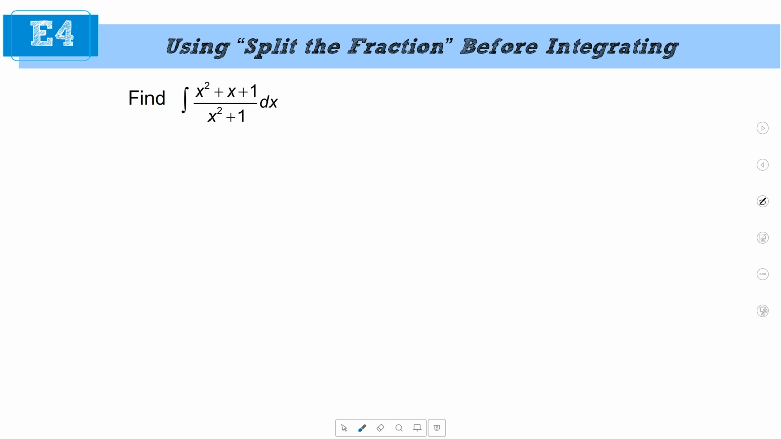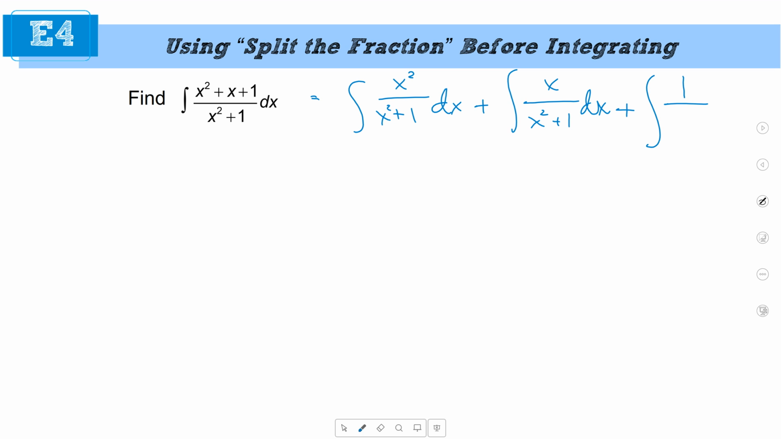Eric's onto something. But before I show you what Eric planned, let me show you what happens when you split the fraction. When you hear the term split the fraction, normally what you would think is this would become x squared over x squared plus 1 dx plus x over x squared plus 1 dx plus 1 over x squared plus 1 dx. The problem is, the only one of those that you can solve is the middle one.